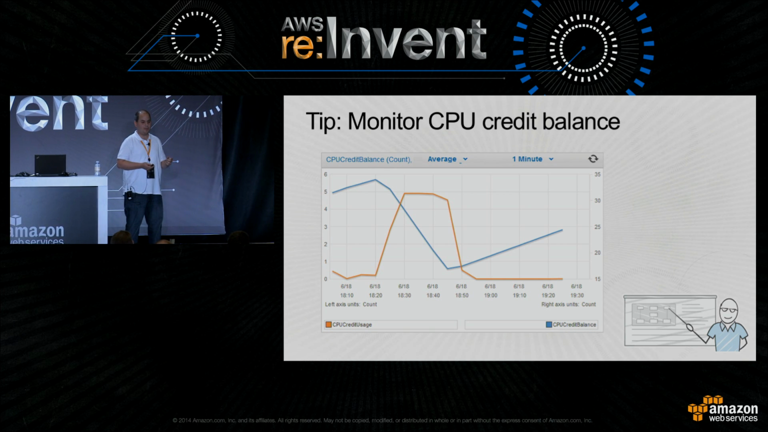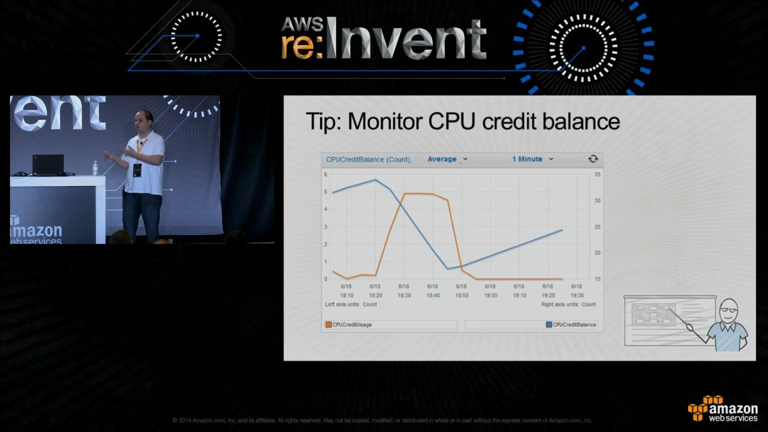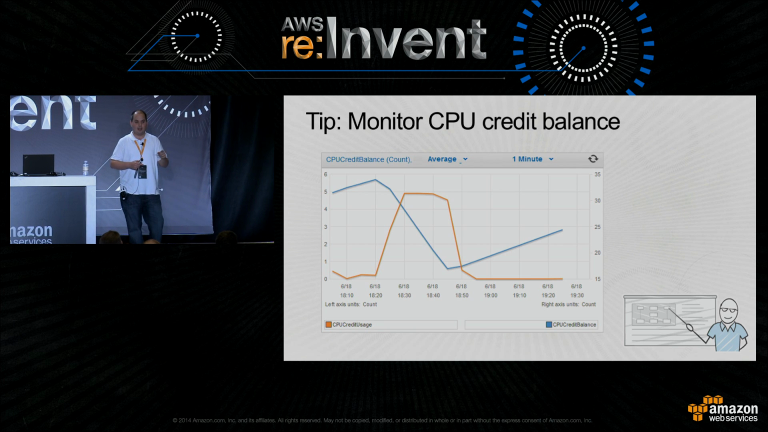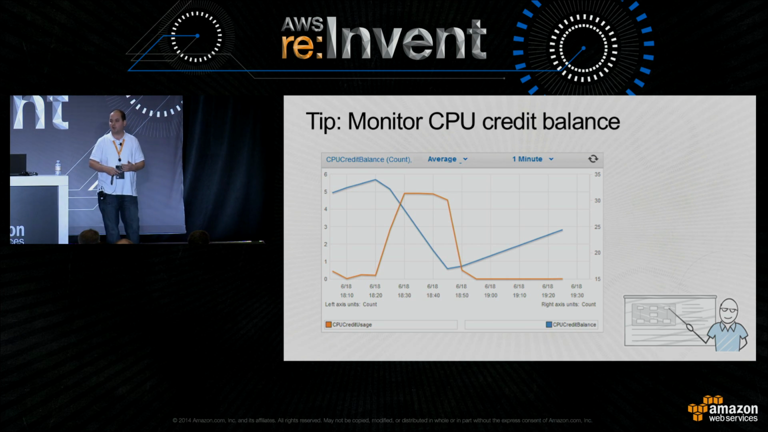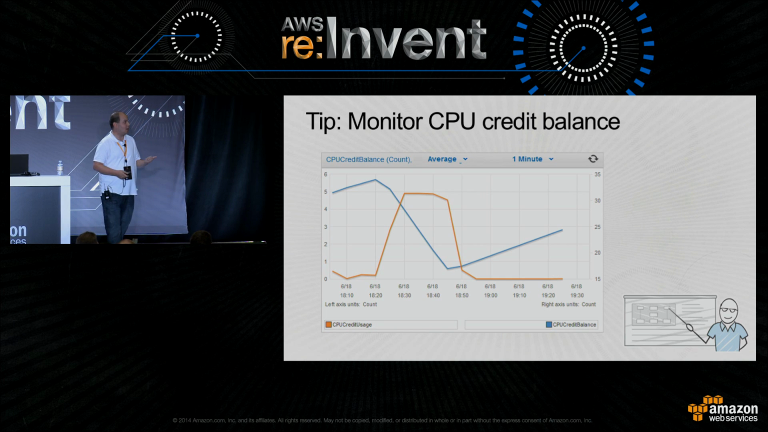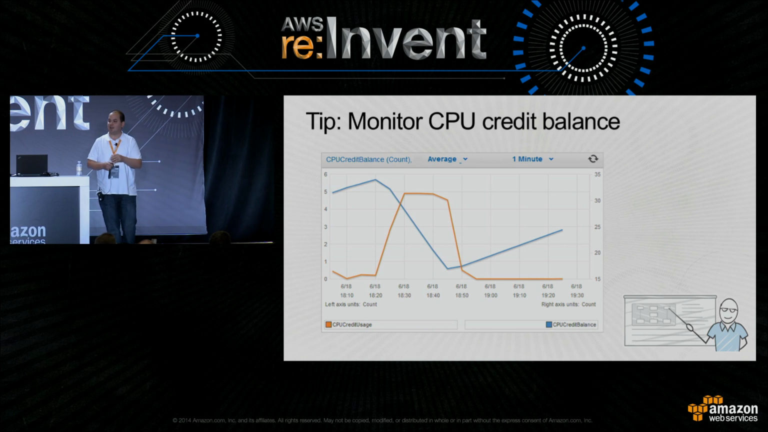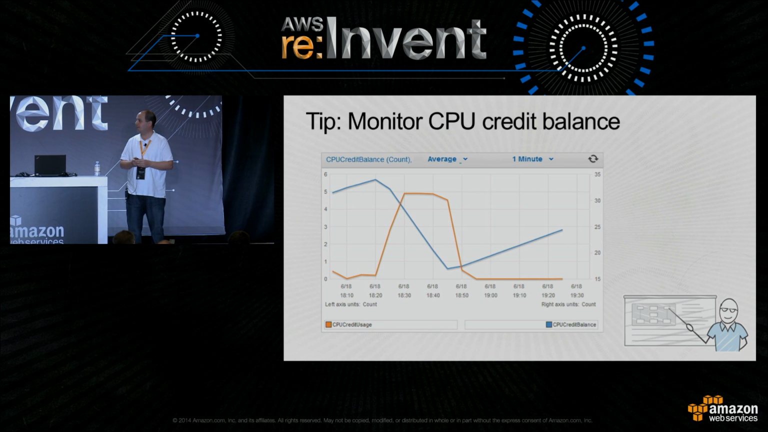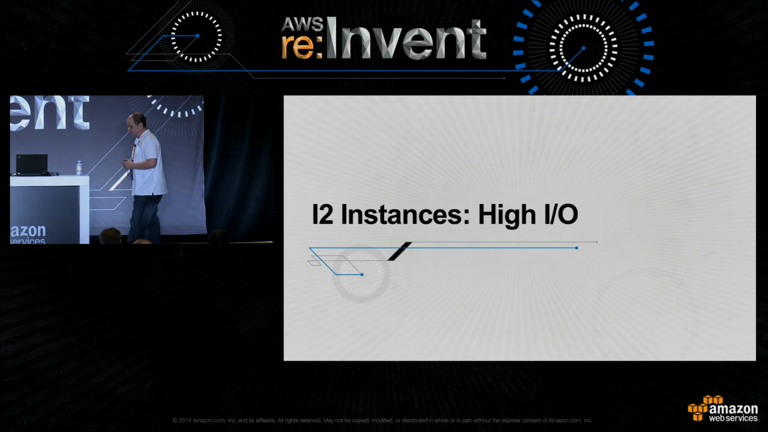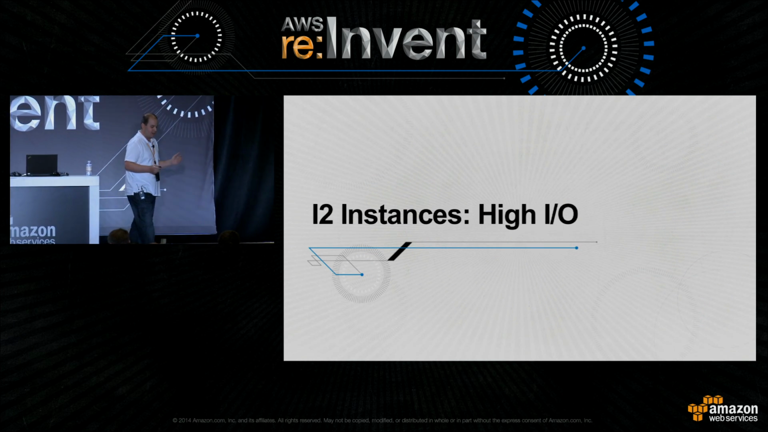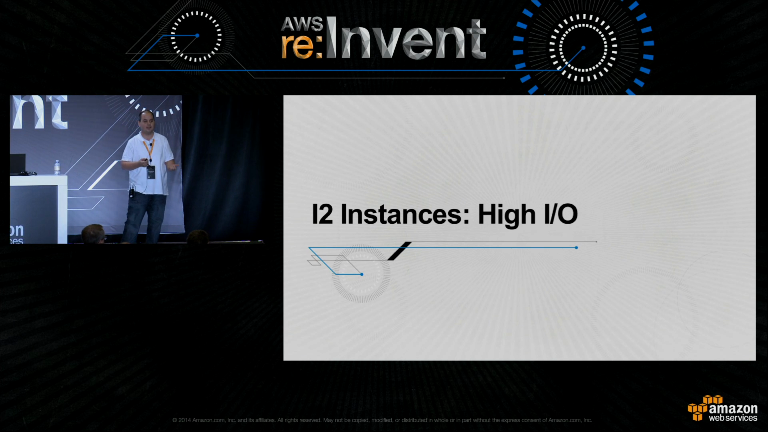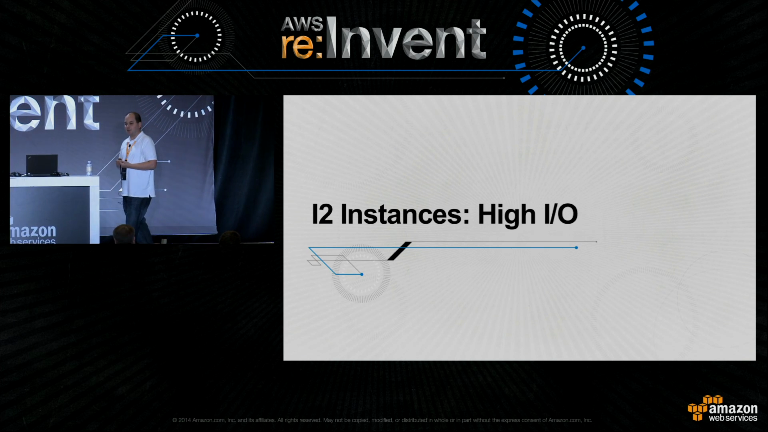So what you want to look for when you're looking at your application and your credit balances and usages is the peaks that exist in your application, whether it's from peak hours or because it's a batch workload where you're running jobs periodically. During those peaks, you want to make sure you're not exhausting your credit balance and running at just the baseline performance. So the T2 instance is really great for a wide variety of workloads, particularly ones that benefit from burstable performance.